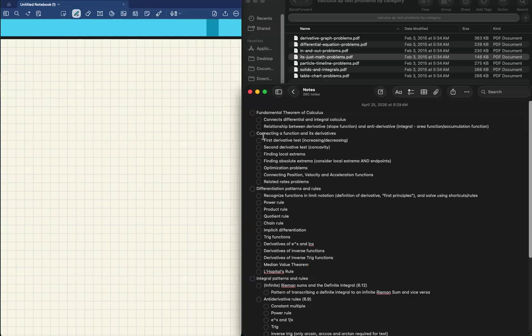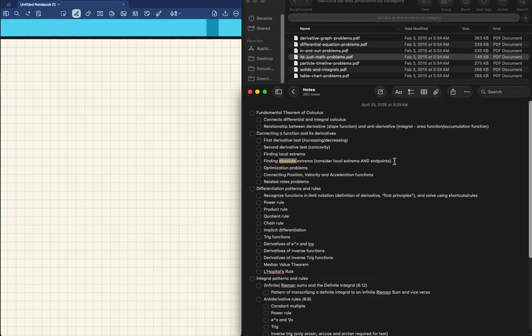So then connecting a function and its derivatives, that's what I mentioned. You can find from the first derivative test if the function is increasing or decreasing. You can find from the second derivative test if it's concave up or concave down. Then you can find local extrema using the first and second derivatives. And you can find absolute extrema, where when we see absolute, that should trigger that we have to consider local extrema and endpoints.